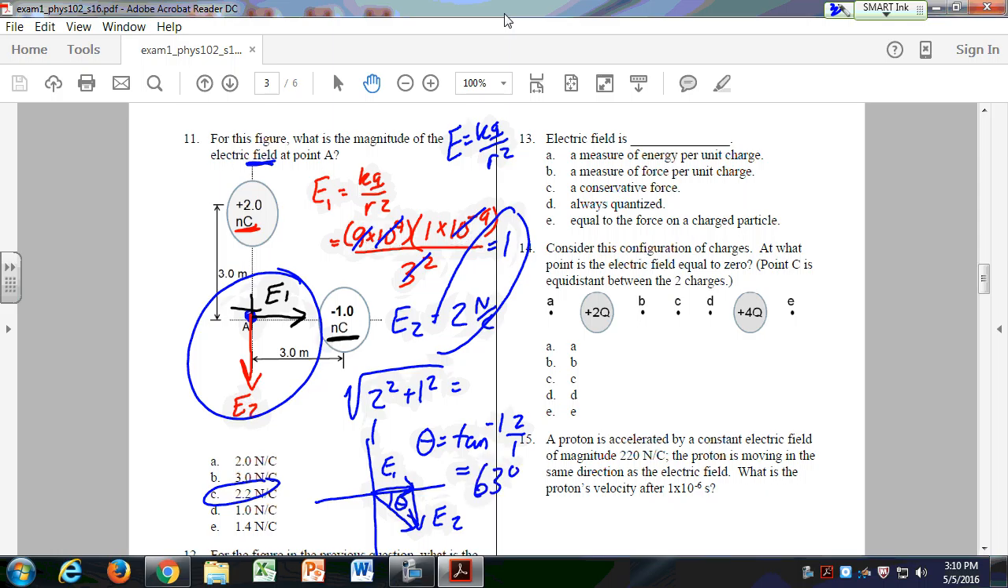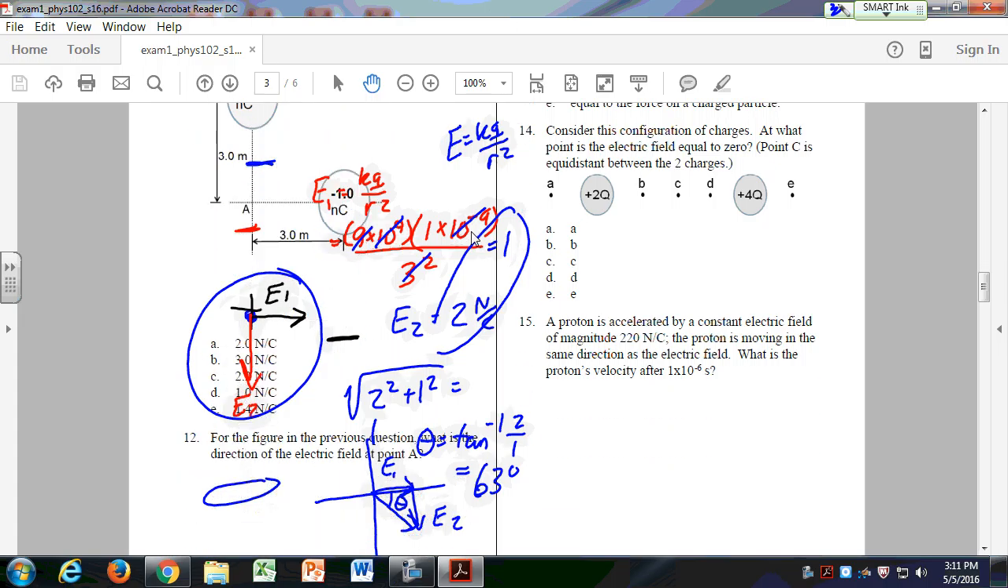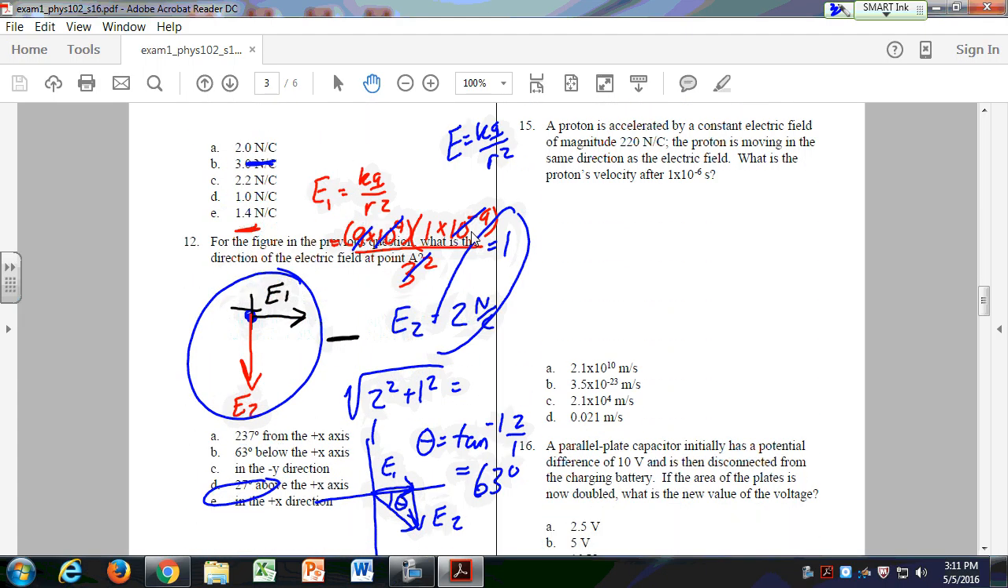Make sure that on these problems you watch closely those qualifiers, because here's my 63 below the plus x-axis. There might be some distractor answers that have maybe the right number but the wrong qualifier. So make sure that you look at that. Think about which quadrant it's in.